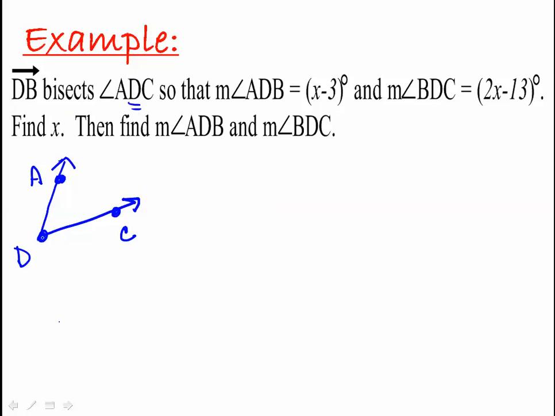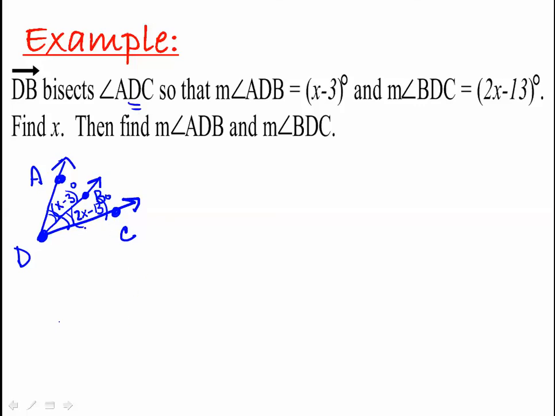In other words, I can draw a ray going through the center of this angle, which cuts the angle into two equal parts. And this is ray DB. I'm told that the measure of angle ADB, which is this smaller angle on the left, is a total of x minus 3 degrees. And the measure of angle BDC, which is the angle to the right, is 2x minus 13 degrees.